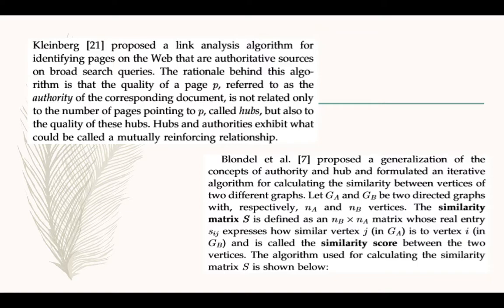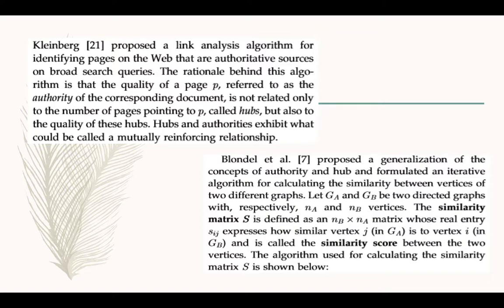Blondel also proposed a generalization of the concept of authorities and hubs and formulated an iterative algorithm for calculating the similarity between vertices of two different graphs. Let GA and GB be two directed graphs with NA and NB vertices respectively. The similarity matrix S is defined as an NB times NA matrix where the real entry Sij expresses how similar vertex j in GA is to vertex i in GB, and is called the similarity score between the two vertices.